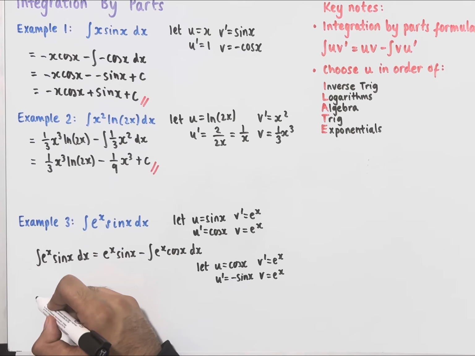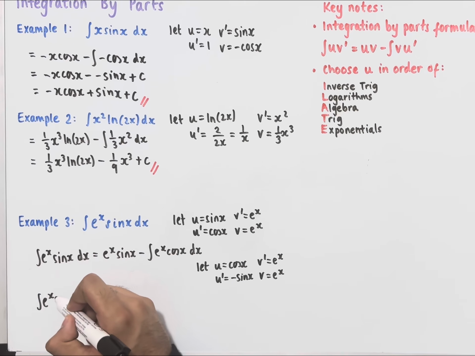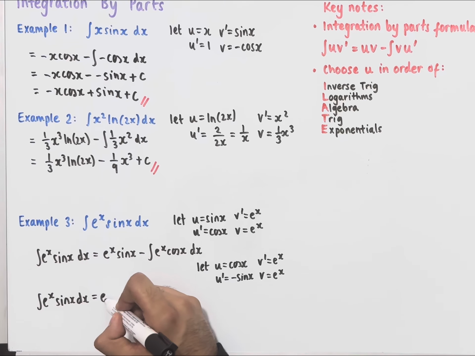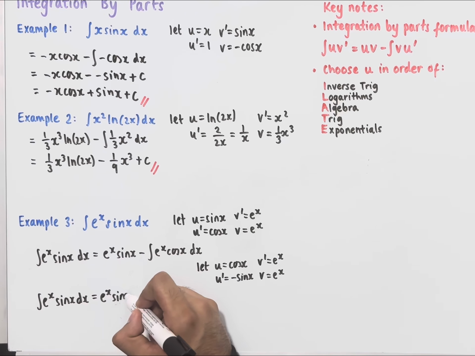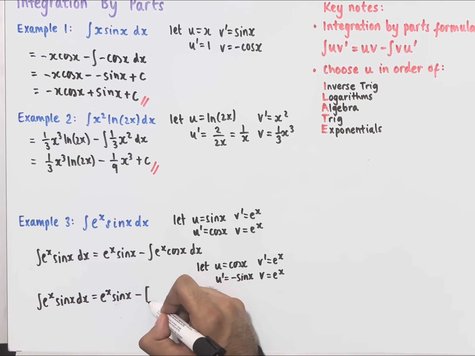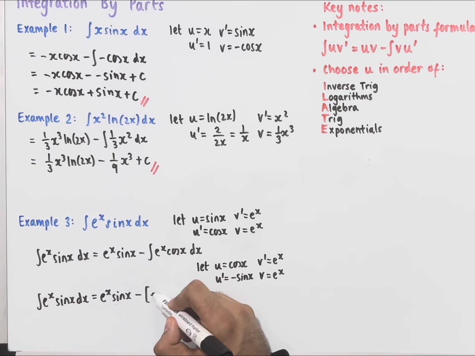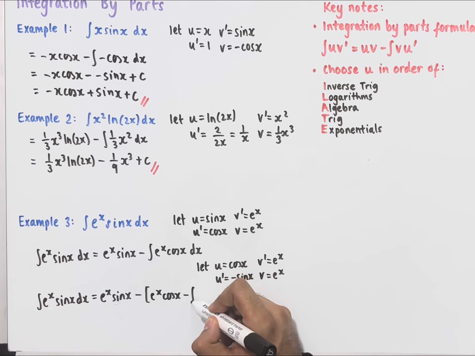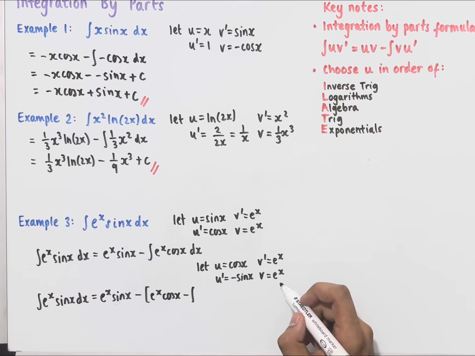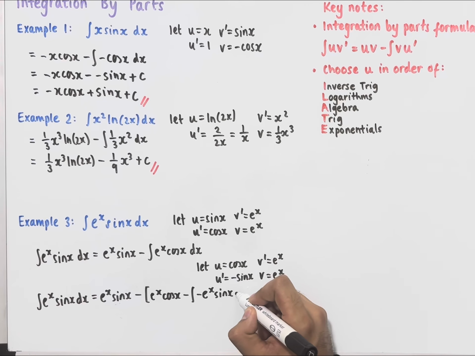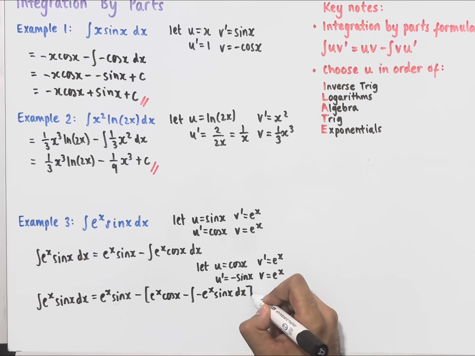So we're now going to end up with the integral of e to the x sine x with respect to x equals e to the x sine x minus, and now remember the integral of e to the x cos x, we're going to use integration by parts on this. And so we have uv, which is e to the x times cos x, minus the integral of v u dash, which is going to be minus e to the x sine x. And then we're going to integrate this with respect to x, and we're going to close the bracket.